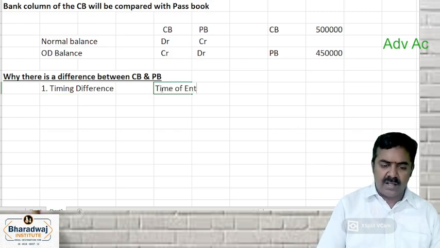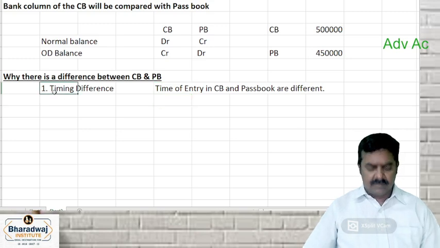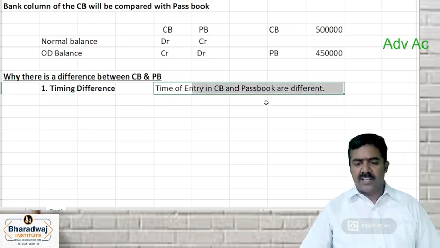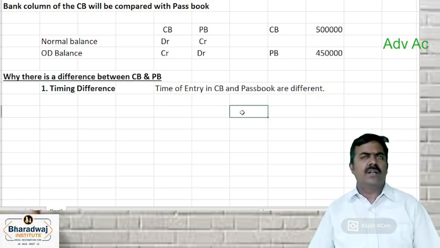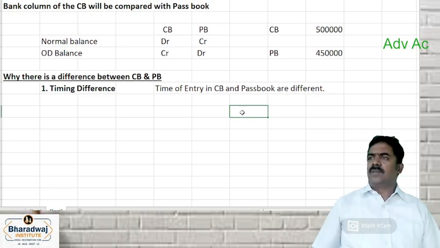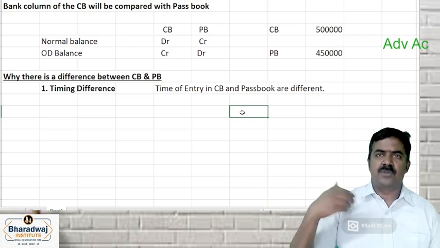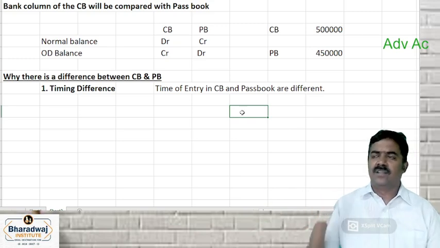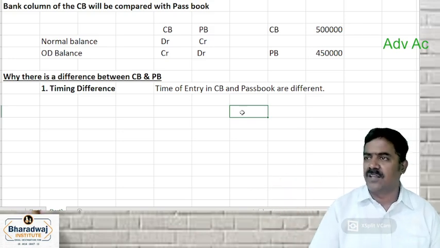The time of entry in the cash book and passbook are different. I know, sir, time of entry. For example, let's assume I am paying her money. I purchased goods and I pay her money, I have paid by cheque. Once a cheque is issued, immediately I will record it in the cash book.